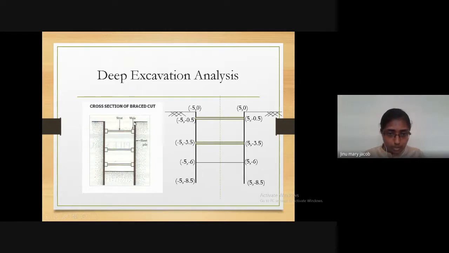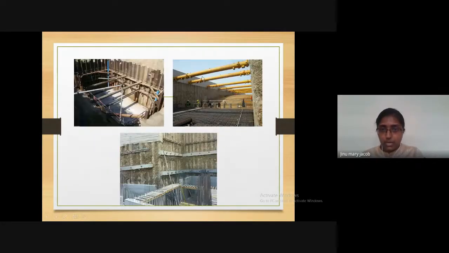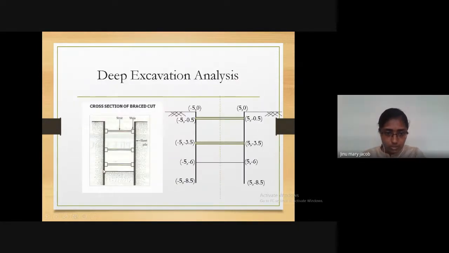So if we cut a section here, it will have the pile walls and the struts in between. So what is represented here? This is the sheet pile and struts. There are different levels. So let us just see the modeling of one typical case, which is a 6 meter deep excavation with two levels of struts at 0.5 and 3.5. And 8.5 is the embedment length of the sheet pile. So here, whatever I'm telling, the excavation depth is defined as 6 meters.